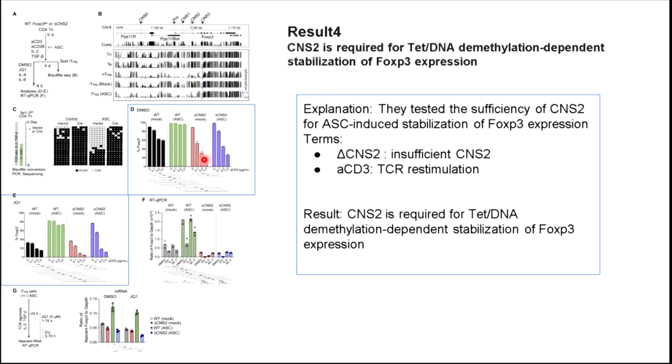Besides, ASC treatment stabilized Foxp3 expression in wild-type iTreg cells regardless of culture condition. In CNS2 deficient iTreg cells, it only slightly stabilized Foxp3 expression. This is probably because additional genetic elements may also be involved. Put together, CNS2 contributes to most ASC-dependent stabilization of Foxp3 expression.